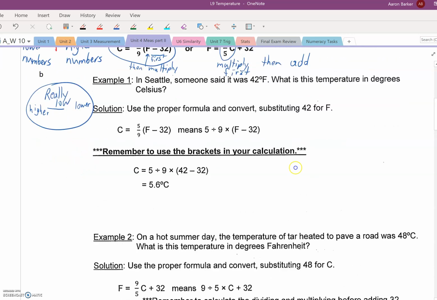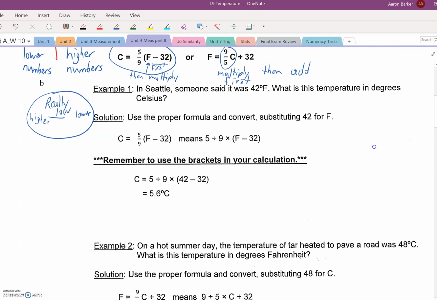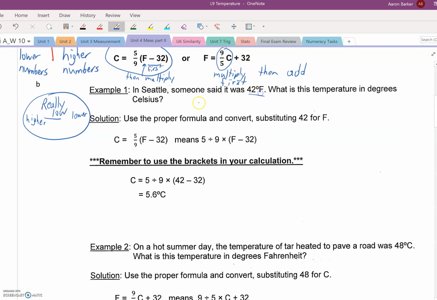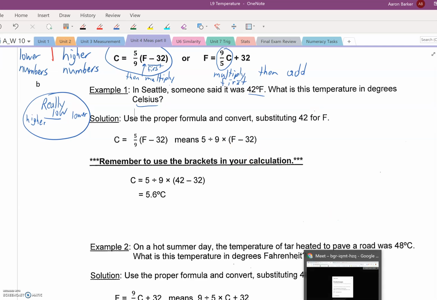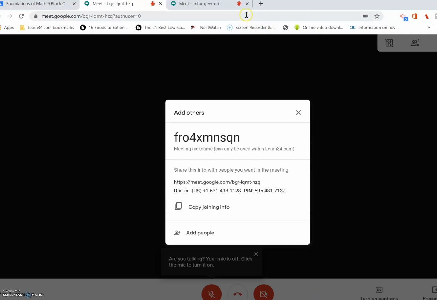All right, so real quickly here, 42 degrees Fahrenheit in Seattle. What is that in Celsius? Say you're going down to the Mariners game. You want to know, hey, do I have to wear a jacket? Do I need a sweater? So simply go to Google and convert.